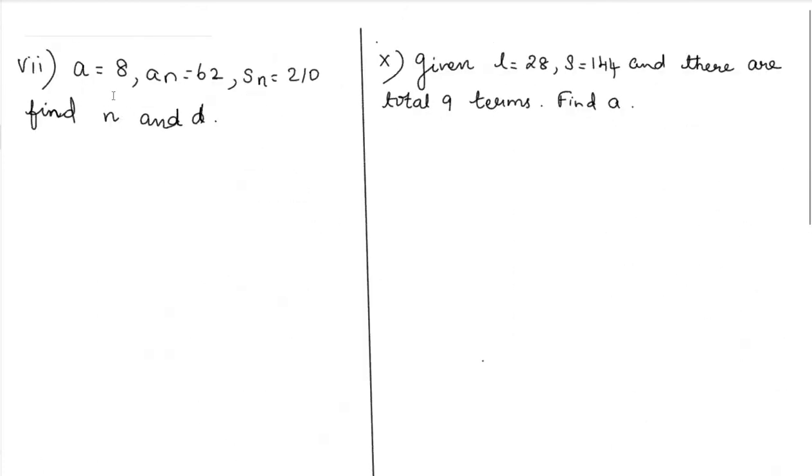Yes, listen to this. What is given here? A is equal to 8, an is equal to 62, Sn is equal to 210. We are supposed to find n and d. Shall we find this? Yes, listen.